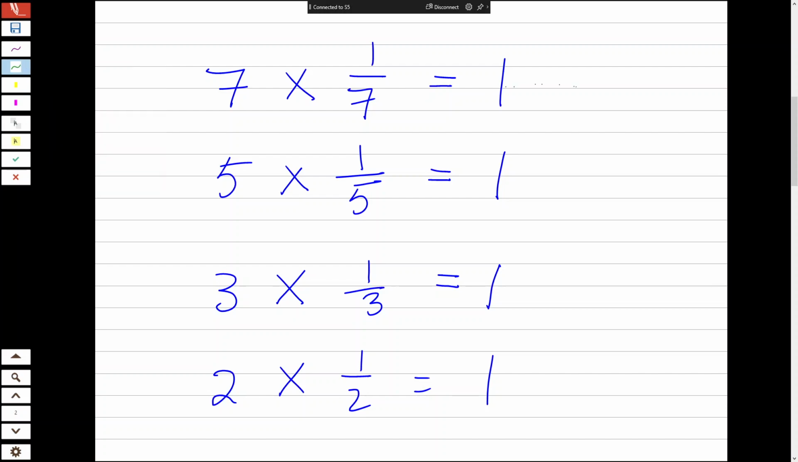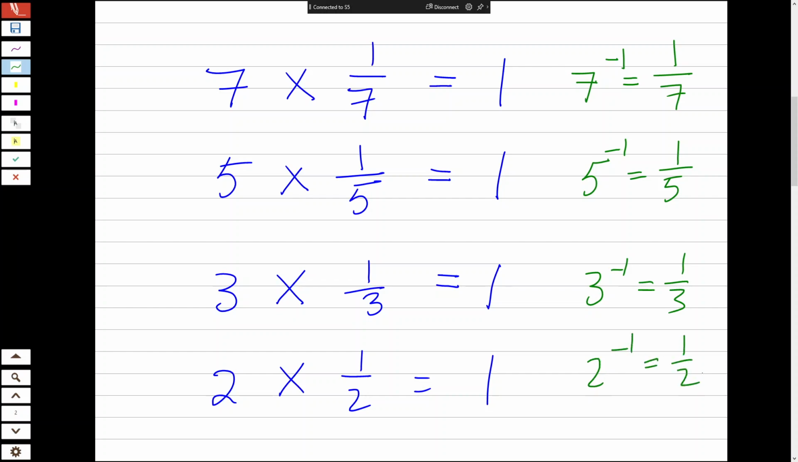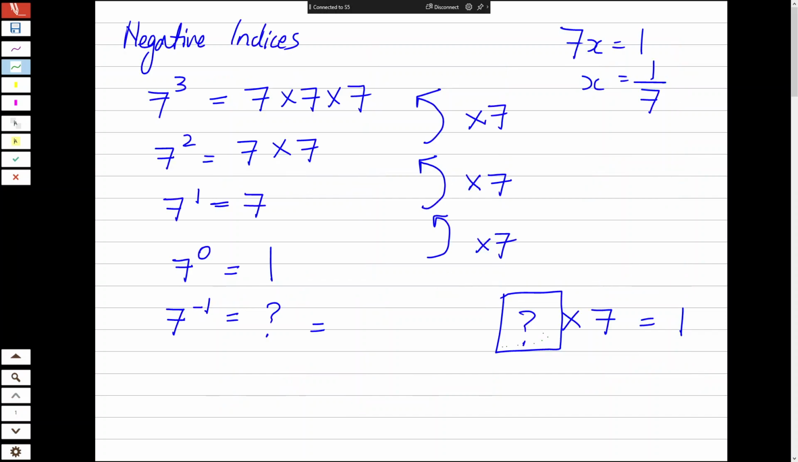We're going to define 7 to the -1 equals 1/7. We're going to define 5 to the -1 equals 1/5. 3 to the -1, 1/3. 2 to the -1, 1/2. Why? Because we get that pattern happening. So we're going to define 7 to the -1 as 1/7.